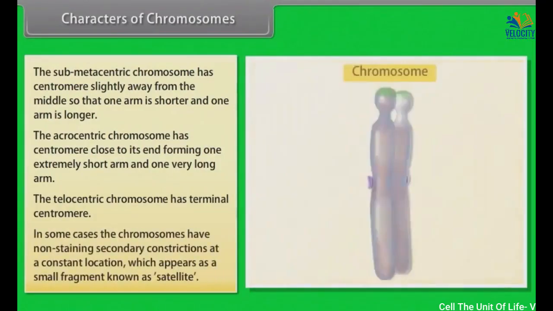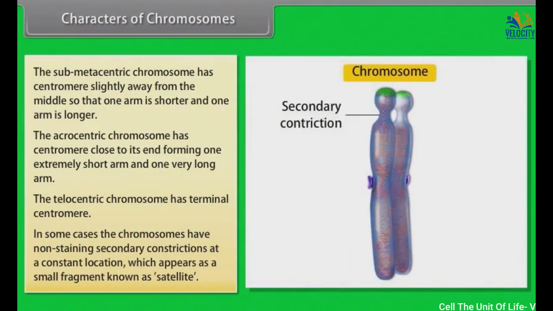In some cases, the chromosomes have non-staining secondary constrictions at a constant location, which appear as a small fragment known as satellite.